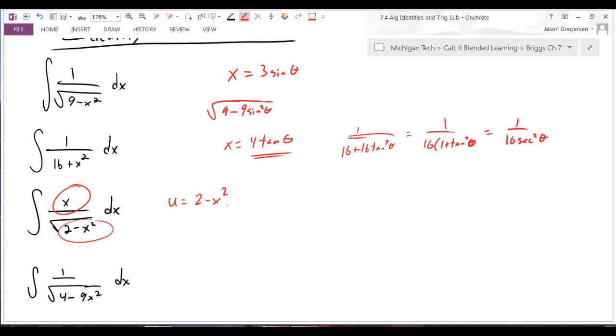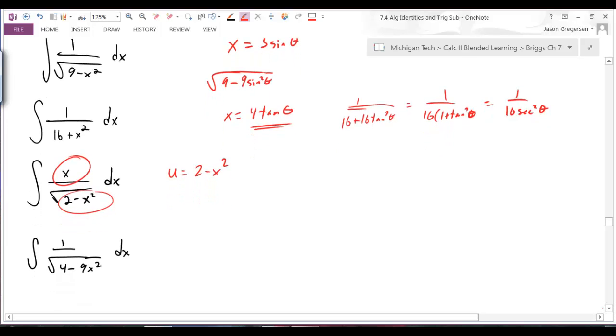And then the last one. Last one's a little tricky because of that stupid 9. Right? I know how to deal with some number squared minus x squared. I don't know how to deal with this weird 9 squared. So get rid of it. Factor that piece out. If I were to factor that piece out, it would look like the square root of 9 times some stuff. Factoring the 9 out.